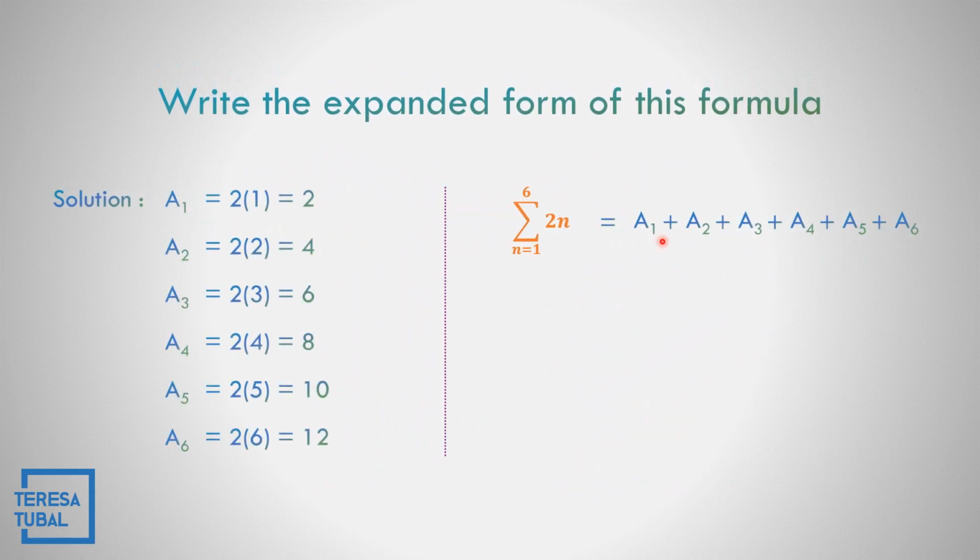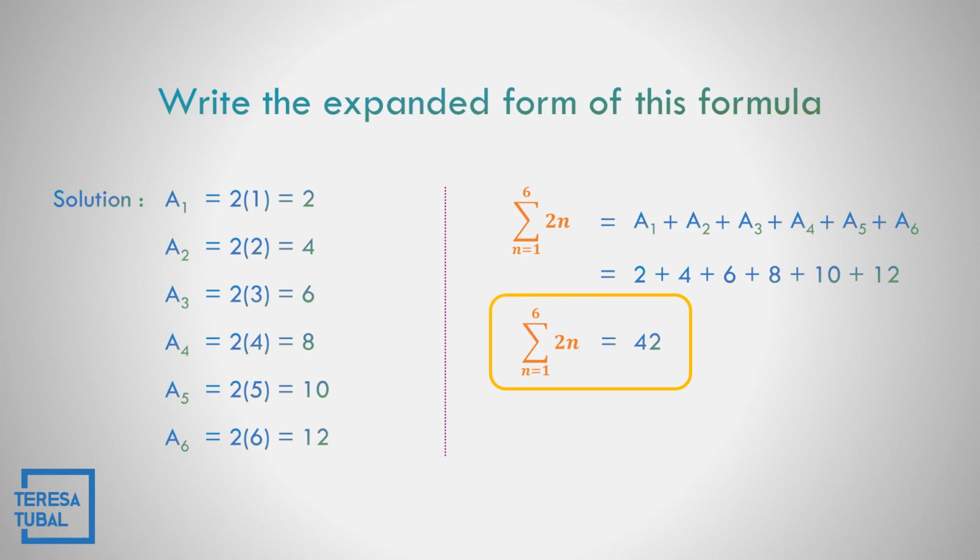We need to add the first up to the sixth term. So the first term is 2, the second term is 4, the third term is 6, the fourth term is 8, the fifth term is 10, and the sixth term is equal to 12. If we add 2 plus 4 is 6, 6 plus 6 is 12, 12 plus 8 is 20, 20 plus 10 is 30, 30 plus 12, that is equal to 42. So the summation of 2n, going from n equals 1 to 6, the answer is equal to 42.